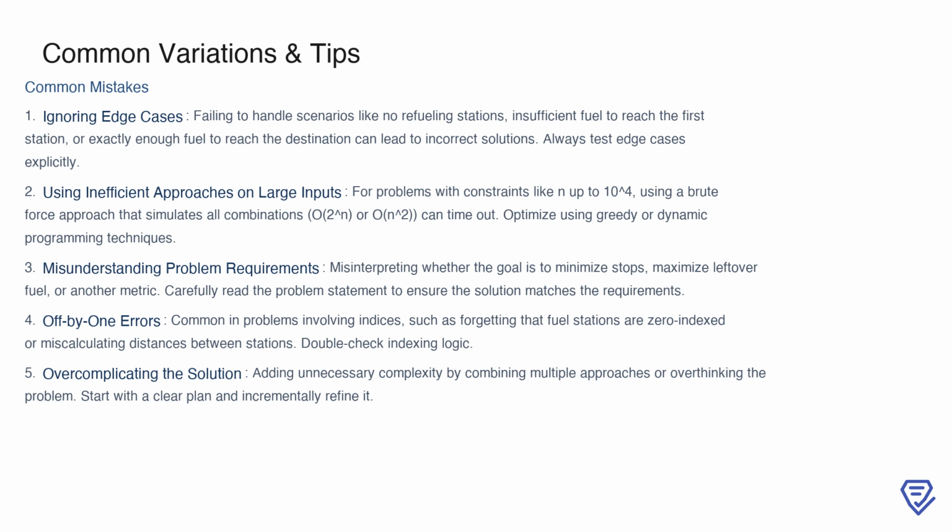Off-by-one errors are also common, particularly with zero-indexed fuel stations or when calculating distances between stations. These small mistakes can lead to big inaccuracies, so double-check your indexing logic. Finally, overcomplicating the solution can be tempting. Adding unnecessary layers of complexity or combining multiple approaches can make debugging and testing much harder. Start with a simple, clear plan and build on it incrementally if needed.